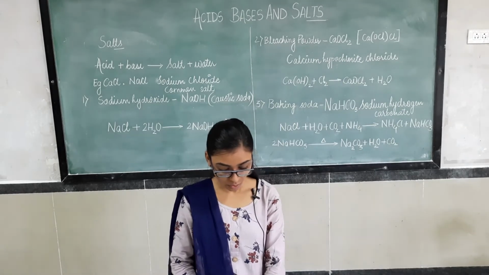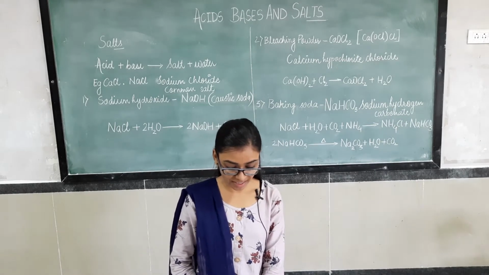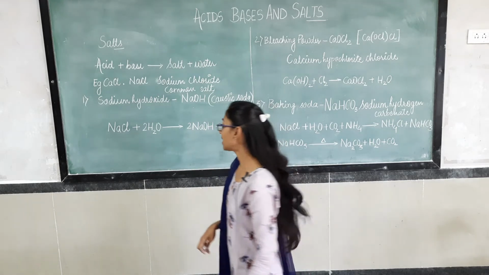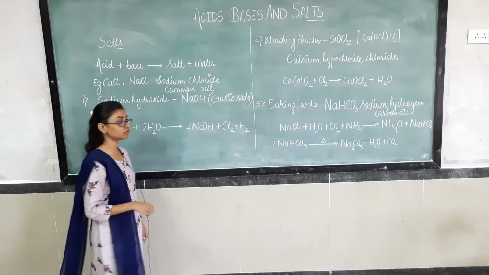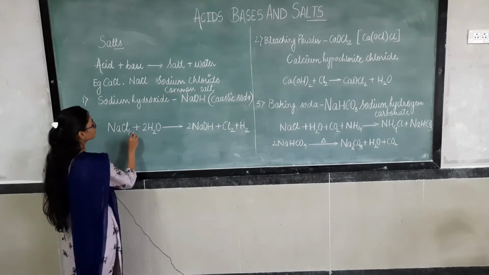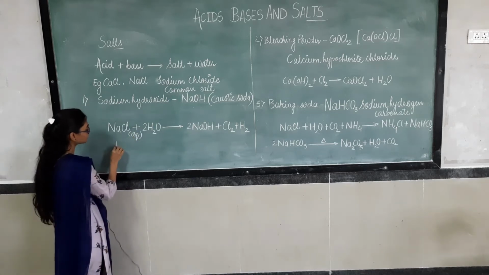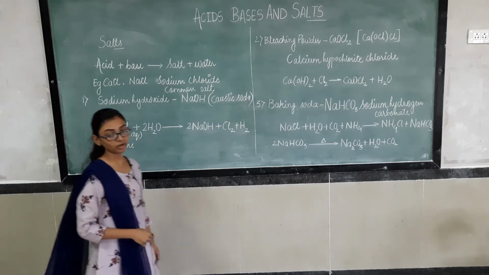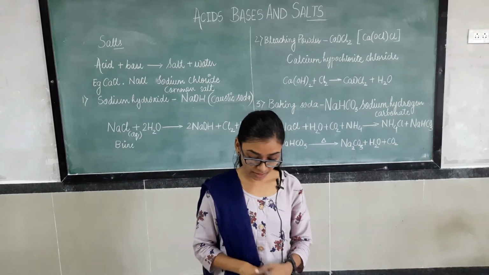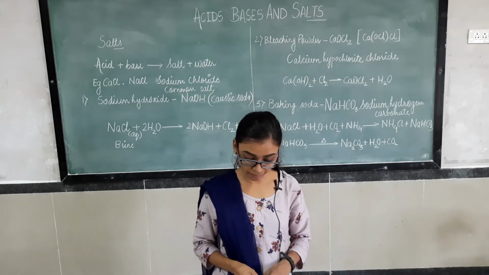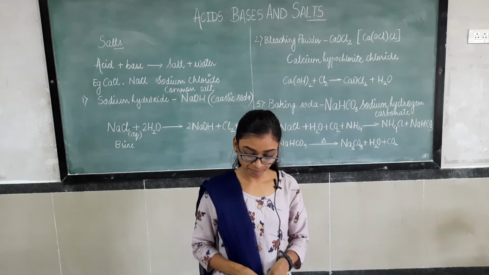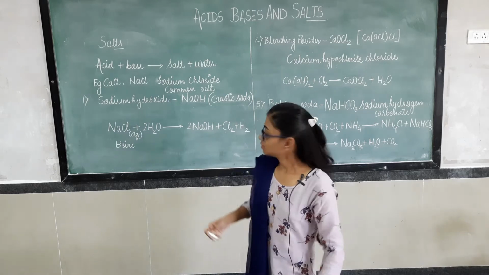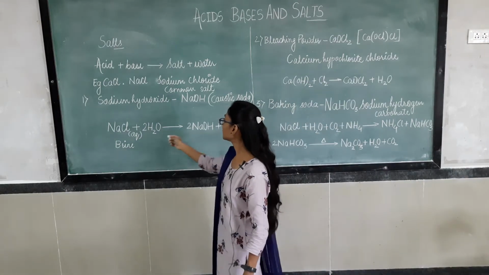What will happen when we pass electricity through an aqueous solution of sodium chloride? This aqueous solution of sodium chloride is known as brine. So when electricity is passed through brine, it decomposes to form sodium hydroxide. What is happening here? It is decomposing.